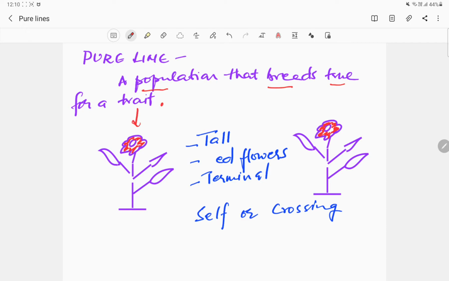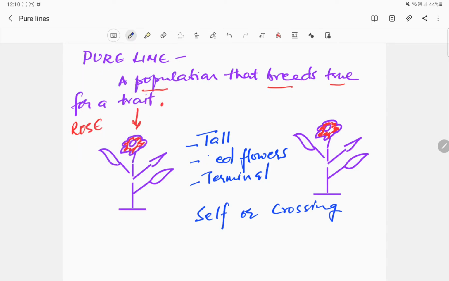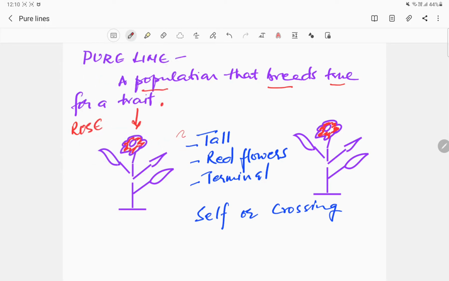Let us assume that this plant here that I've drawn is a rose plant, and it probably has hundreds and hundreds of characteristics, but let us just take three observable characteristics here. Let us assume the first characteristic is the height, and all the members of this particular population are tall. Number two, all the members have red flowers, and number three, all the members of this particular population have terminal flowers.